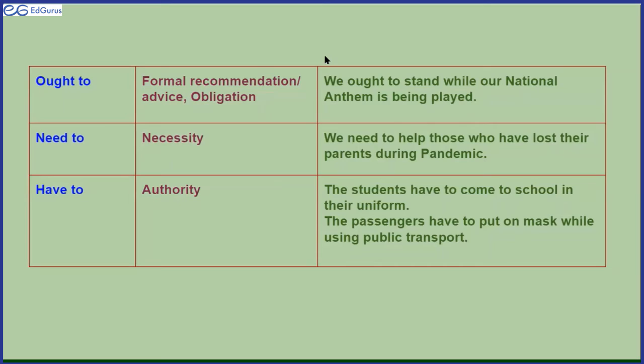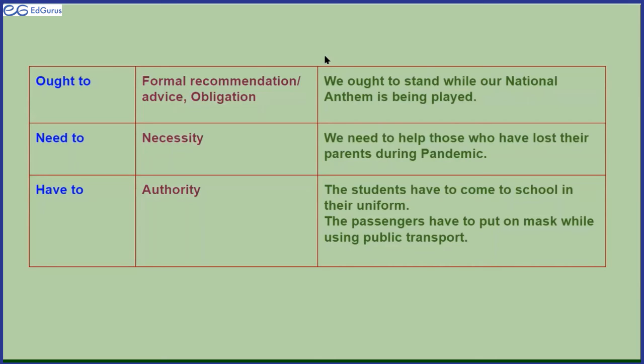Right? At the same time, it is formally recommended. It's the national anthem. We must stand. Ought to expresses recommendation as well. You ought to work hard. You ought to be fast in writing. Otherwise, you will not be able to complete your answers.